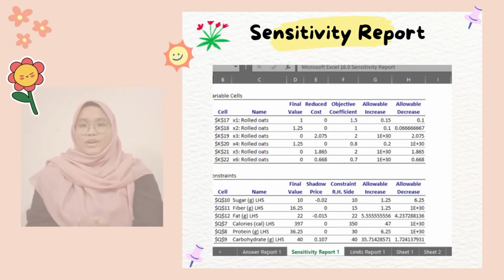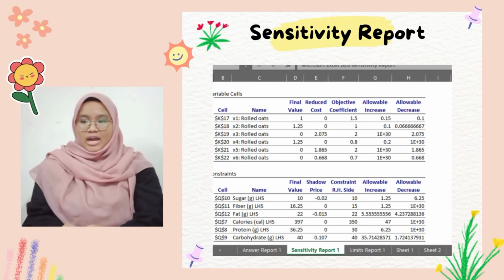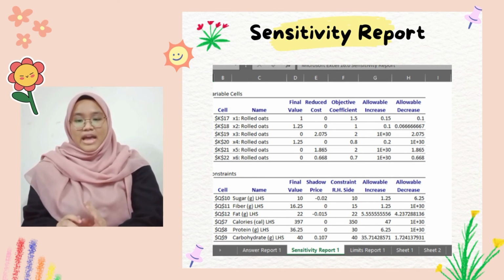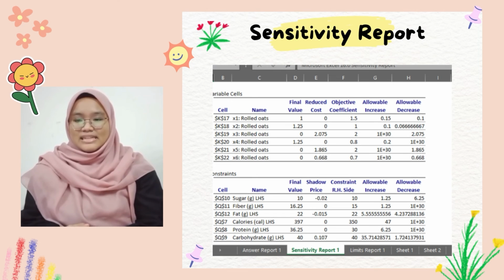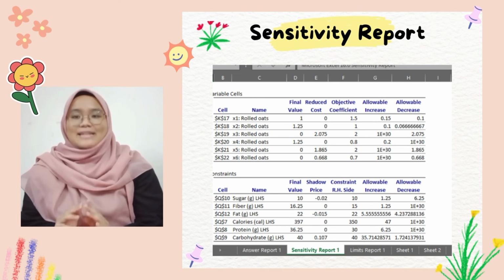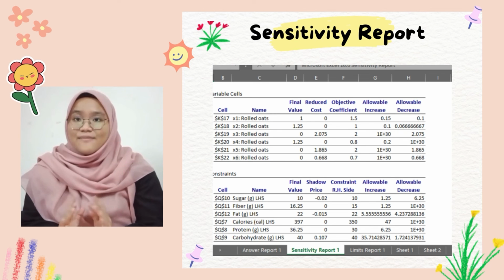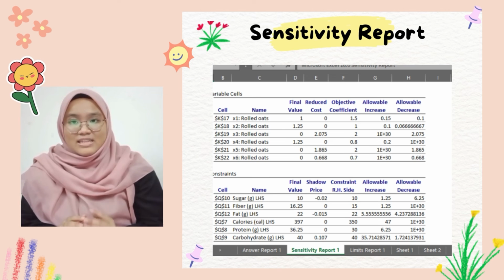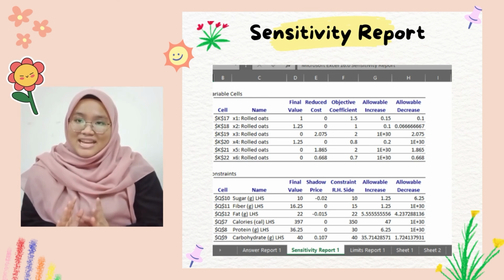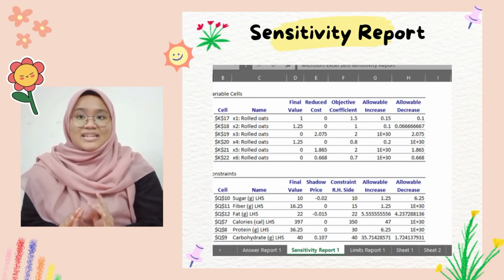Based on the sensitivity report that we got from the Excel solution before, we see that all of the variables and foods have their own allowable increase and allowable decrease. For the 1E+30, it means the allowable increase for the constraint is infinity. This is Excel's way to show the infinity value. This also means that the right-hand side can be increased by any amount without changing the shadow price.